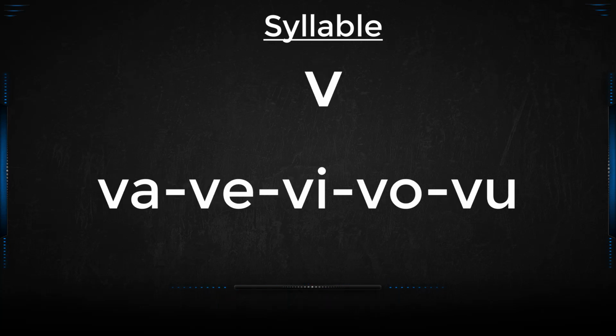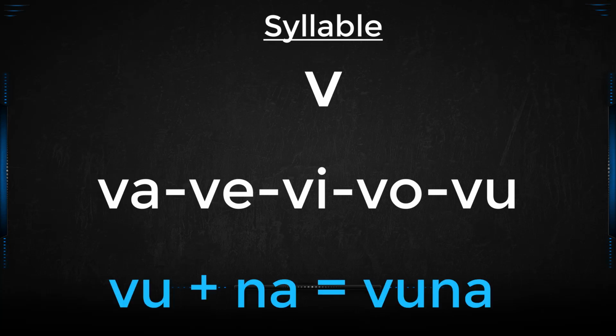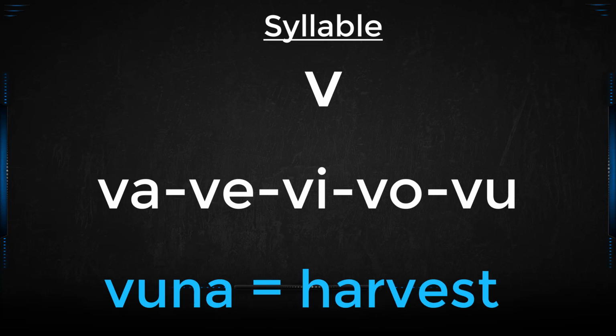Our next letter is V. V plus A is va. So we have va, ve, vi, vo, vu. If you have vu, plus from the letter N we add na, we can have the word vuna. Vuna means harvest.